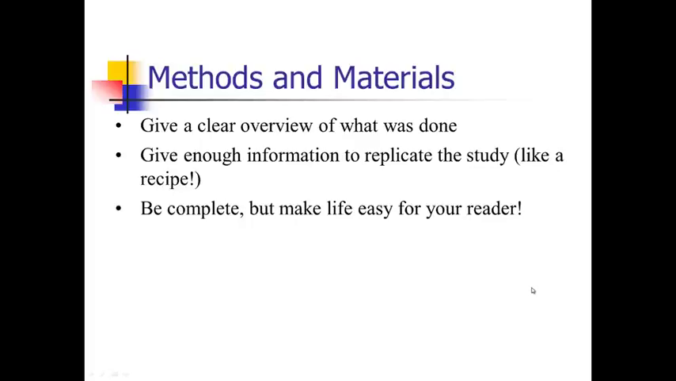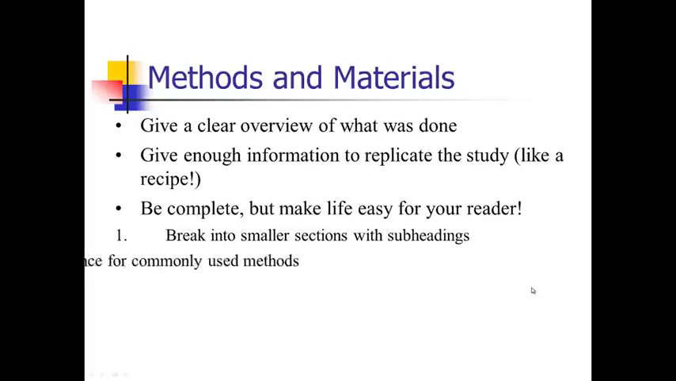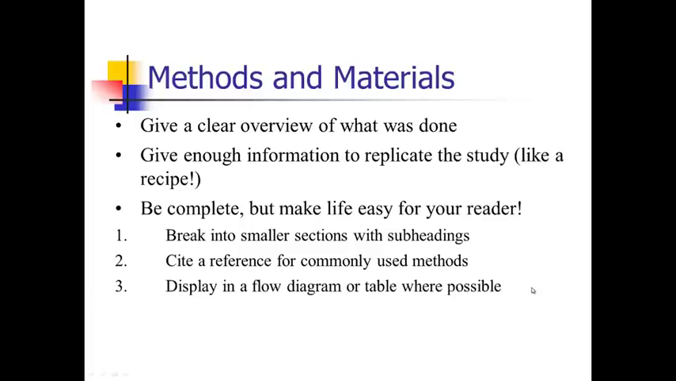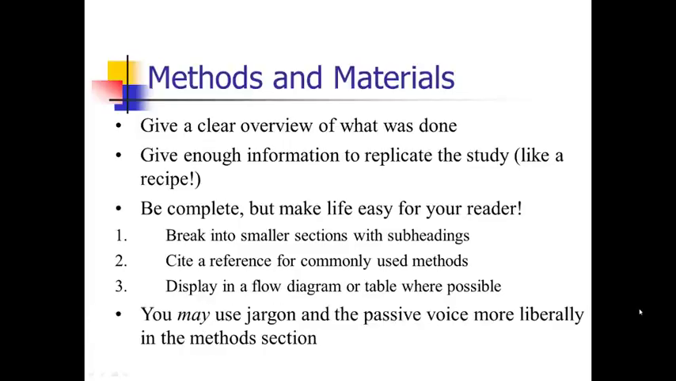So when you're giving those details, try to think of ways that can make it a little bit easier for your reader to digest. A couple of ways you can do that: break your methods section into smaller sections with subheadings, cite a reference for commonly used methods rather than going into all the details if it's something really common, and wherever possible, display methods information in a flow diagram or even a table. You can get creative, but there are a lot of things in the methods and materials that are a lot better presented as a table or a flow diagram rather than as text.